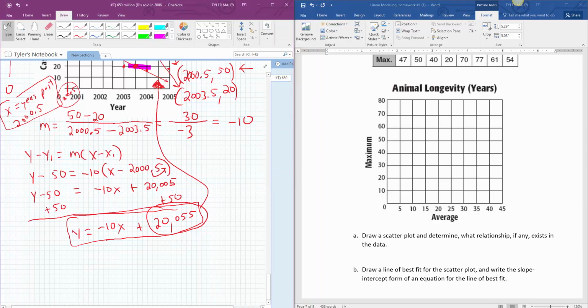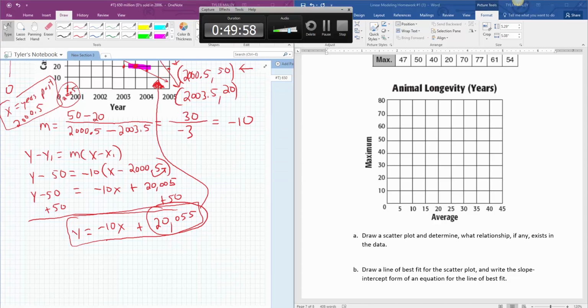So I'll stop this video here, and then I'll make another video for linear modeling homework number 2, and that's using Excel. So I hope this has been helpful, and hopefully you can use this information to help you with the linear modeling project, which is 10% of your grade.